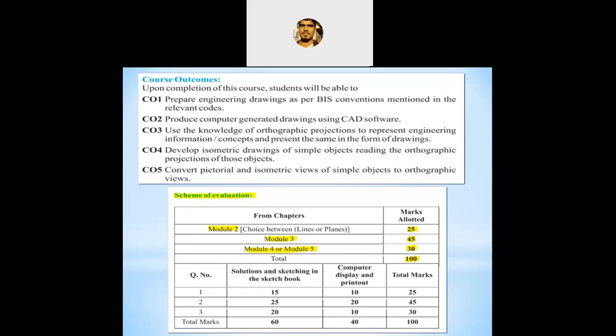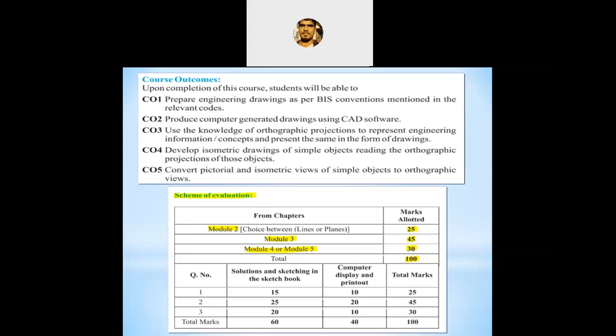Once you go through all these 5 modules, you develop isometric views of simple objects and read orthographic projections of those objects. If I give any top view, front view, and side view, the student can read those orthographic projections and draw them in isometric view. Either orthographic to isometric, or isometric to orthographic. That ability comes once you go through all these 5 modules, and you can convert pictorial and isometric views of simple objects to orthographic. If I give any physical component, the students can draw it as a pictorial drawing, either using CAD or manual drawing. These are the abilities that come once you go through all these 5 modules. That is the course outcome.